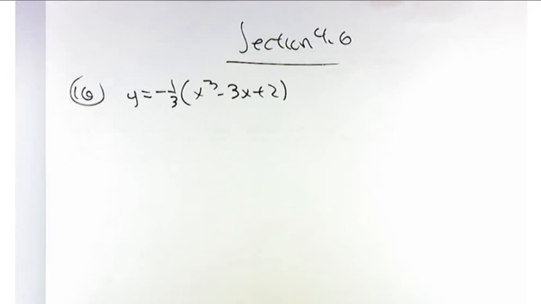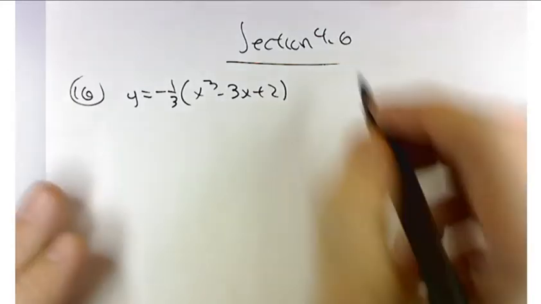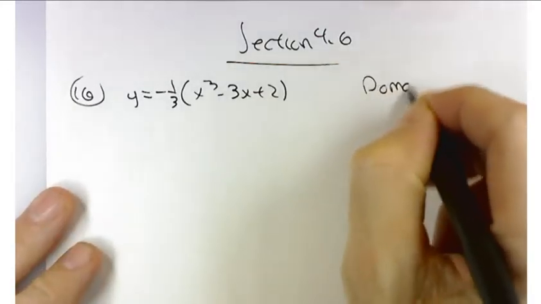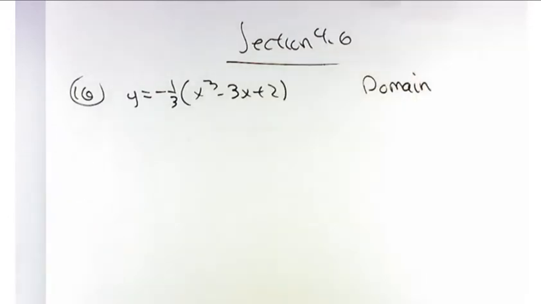Section 4.6, we'll begin with problem 16 here. And with all your problems that you're going to graph, you should consider the domain. The domain for polynomials is pretty friendly. There's no place where the denominator can equal 0. There's no place where you can have a negative underneath the log. And there's no place where you can have a negative underneath the square root.